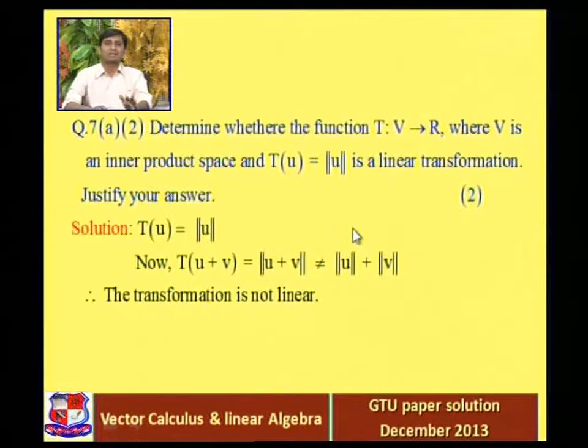This question was asked for 2 marks. You can also take a counterexample, which I explained here: take U equal to 1 0 and V equal to 0 1. You can take any other example, but in that example these two must be shown not equal. You have to mention that. So this question is complete.